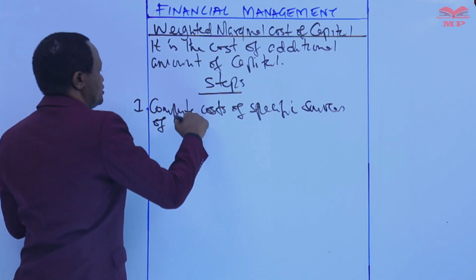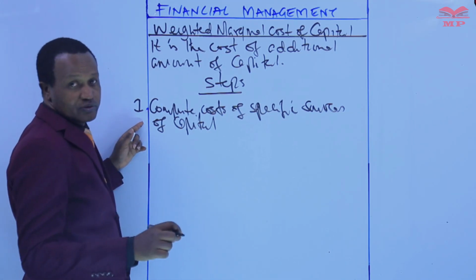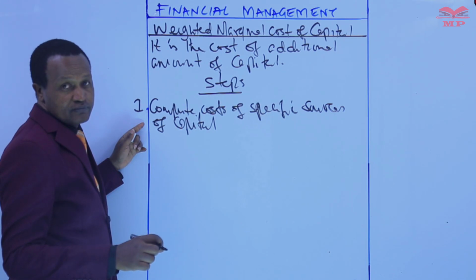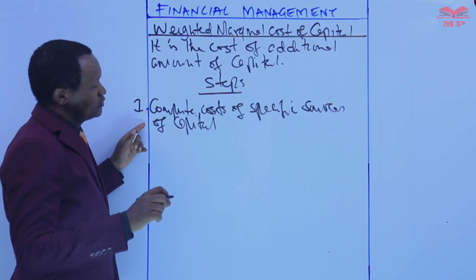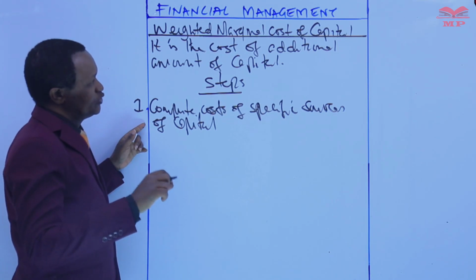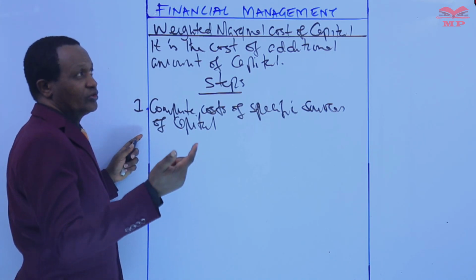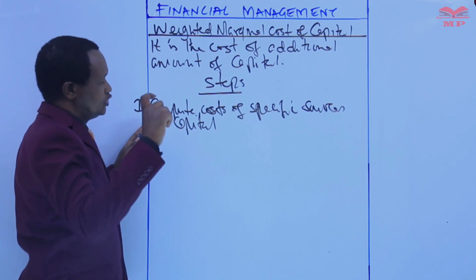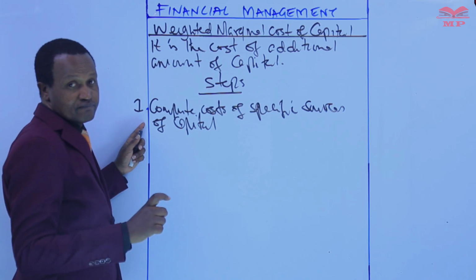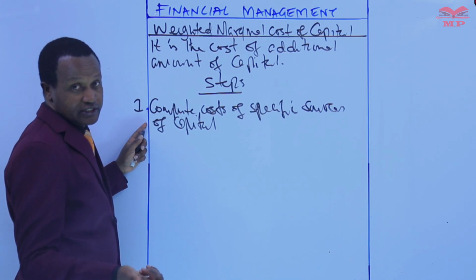Step number 1, compute cost of specific sources of capital. So if the additional capital is to be raised from retained earnings or debt or preference shares, then the cost of each source should be first computed. You compute the cost of debt, the cost of preference shares, the cost of retained earnings.